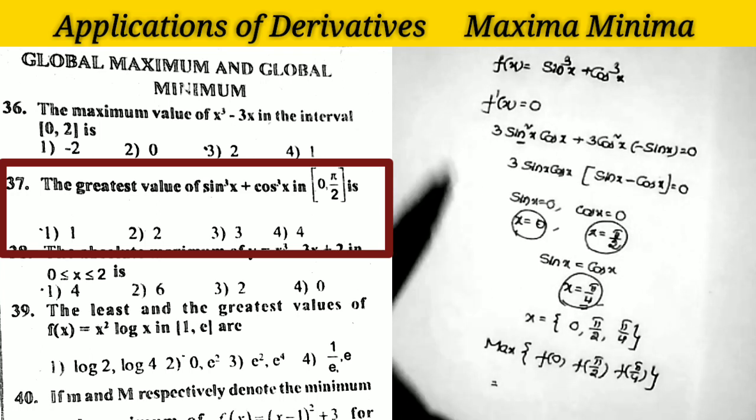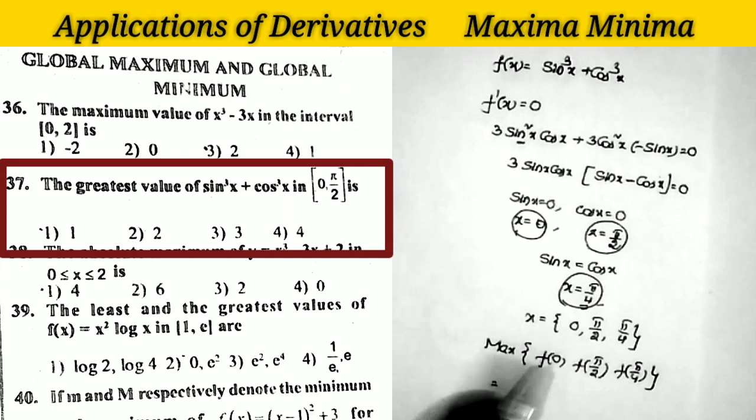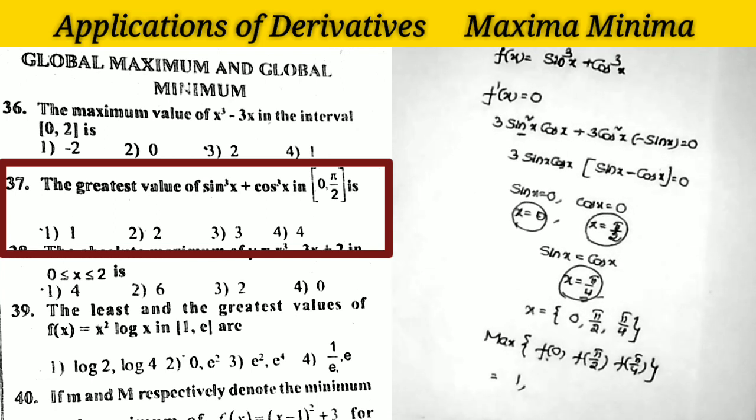What is f of 0 value? Sin cube x plus cos cube x. Sin cube 0 plus cos cube 0 is equal to 0 plus 1, that is 1. And what is f of pi by 2? Sin cube pi by 2 plus cos cube pi by 2. 1 plus 0, that is 1.